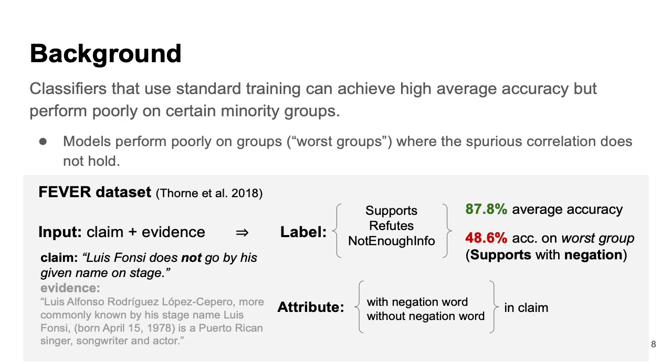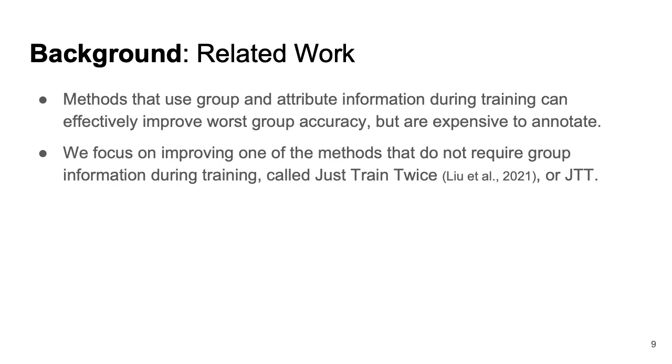So, we have the problem that ERM models don't perform well on these worst groups. Our goal is to improve the model performance on the worst group. Methods that use group and attribute information during training can effectively improve worst group accuracy, but are expensive to annotate. We focus on improving one of the methods that do not require group information during training, called Just Train Twice, or JTT.